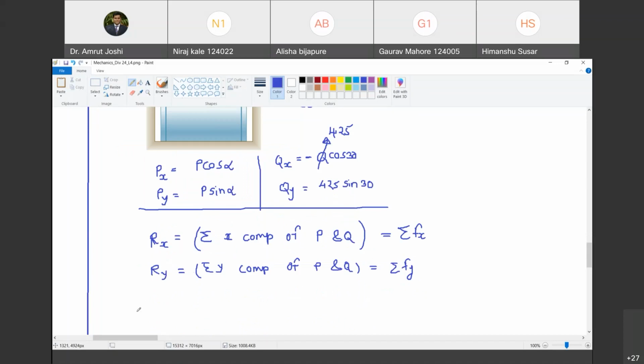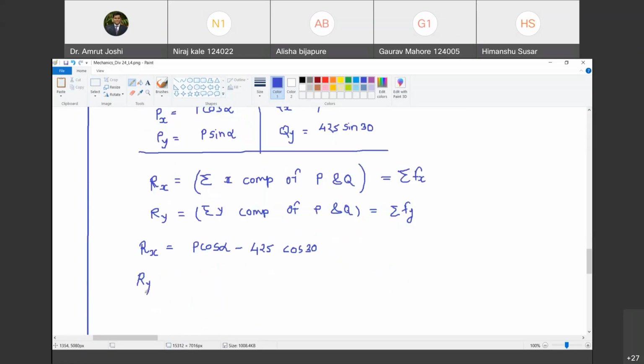So this is the logic that I am now going to apply. So now, what is the x component of resultant? Chalo, x component of resultant is P cos alpha minus 425 cos 30. Are you with me? Yes. What is the y component of resultant? बोलो. P sin alpha plus 425 sin 30. Do you agree with me?